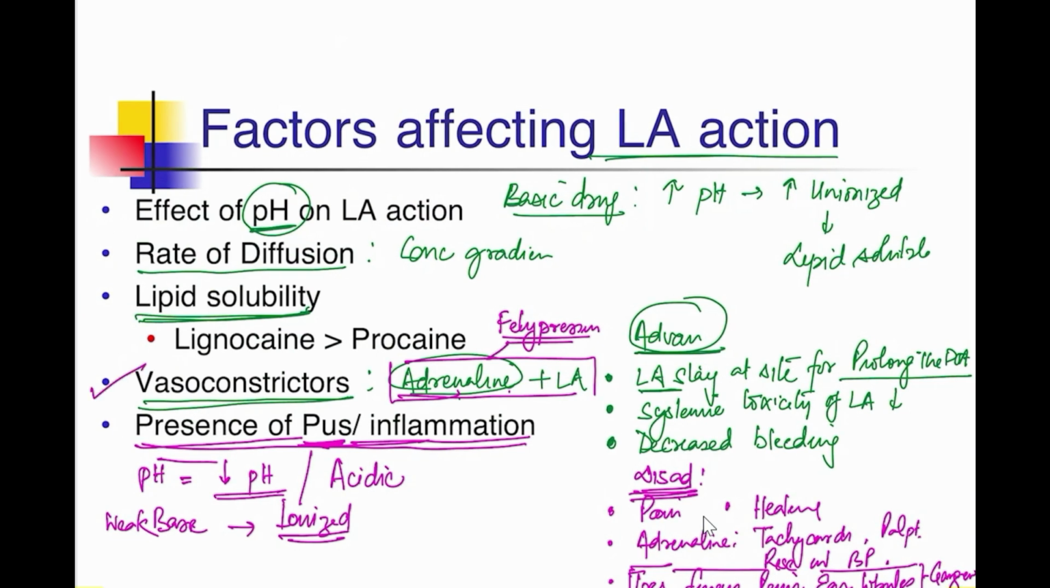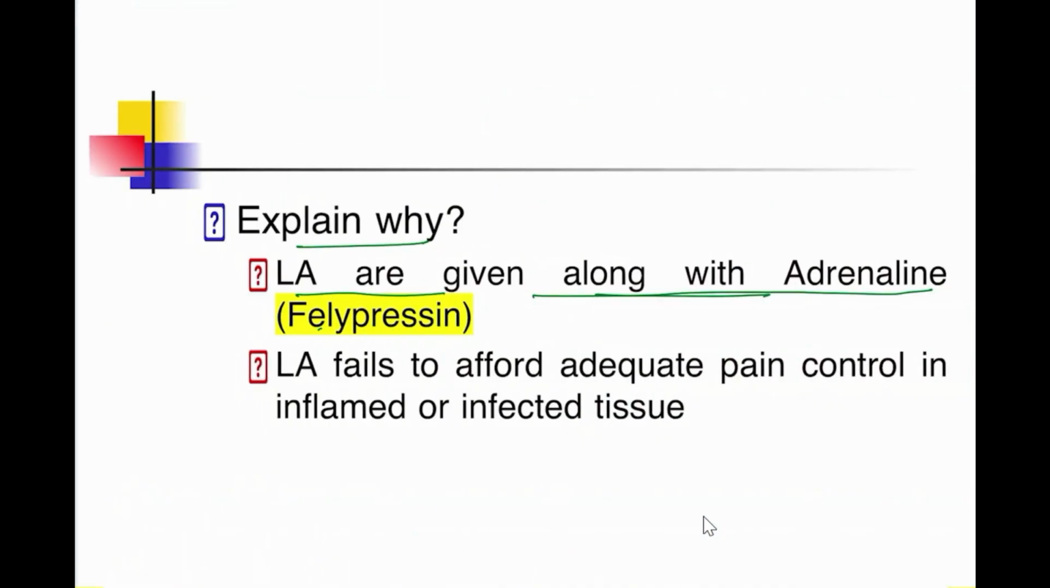So vasoconstrictor, big yes, but whenever there is pus or inflammation, we do not use the local anesthetic to decrease the pain or to produce numbness. We always have to drain. कहीं पे भी inflammation या pus कुछ भी होता है, we never use a local anesthetic drug. This is the reason, because they are not effective because of the decreased pH or acidic media. They are ionized and they are not absorbed, so they are not effective.